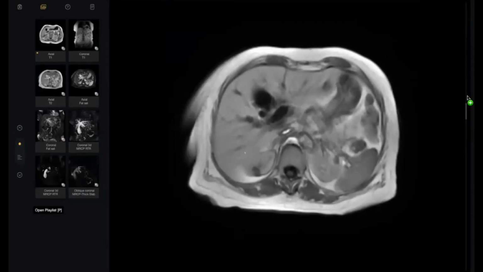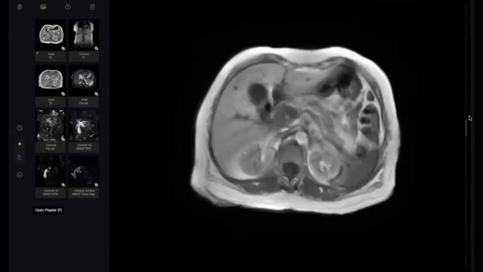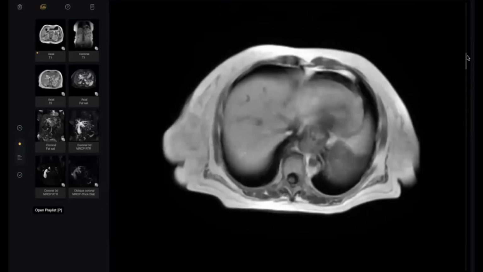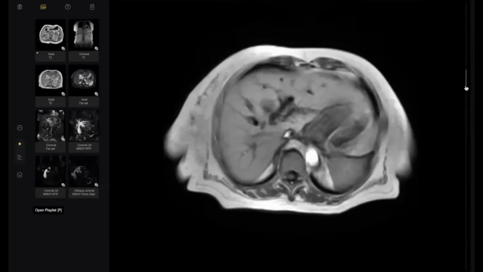These are the axial images of the MRI abdomen, T1 weighted images, of a 70-year-old female who presented with jaundice and weight loss. I can see that there is intrahepatic biliary dilatation.